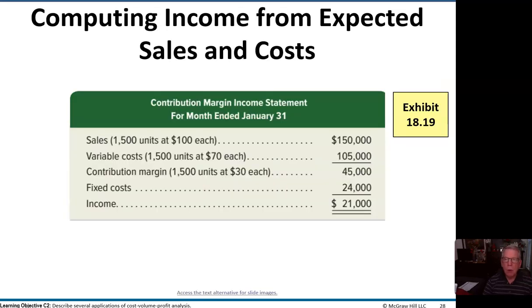Okay, so if we compute income from expected sales, here we have 1,500 units at $100, $150,000. Our $70 variable cost per unit times the 1,500 units. And our contribution margin is 1,500 units at $30. Fixed costs remain the same. So we're going to make $21,000 because we're expecting to sell more than break-even. And that will generate income of $21,000.